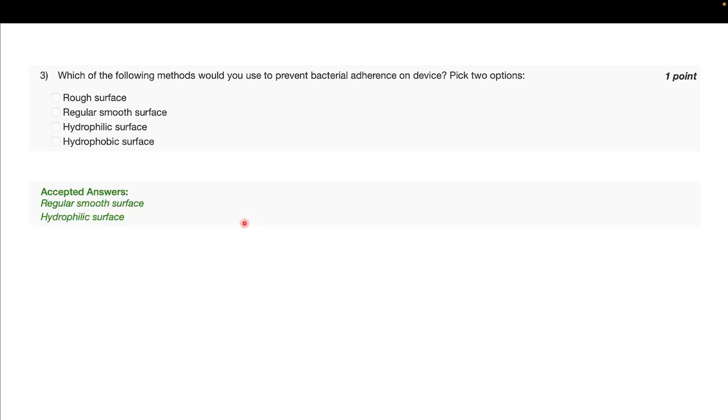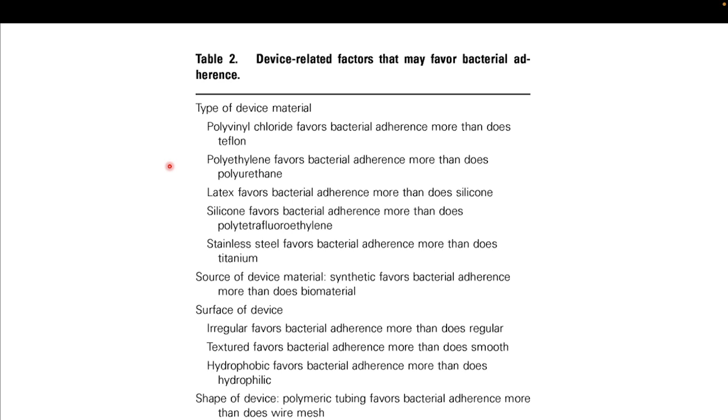So the correct answer is option 2 and 3, regular smooth surface and hydrophilic surface. As I said, there are various ways of reducing this bacterial interaction with the surface or the device. Bacteria does not like hydrophobic surfaces more. So in order to reduce the interaction of the bacteria to the device surface, you can make the surface more hydrophilic.